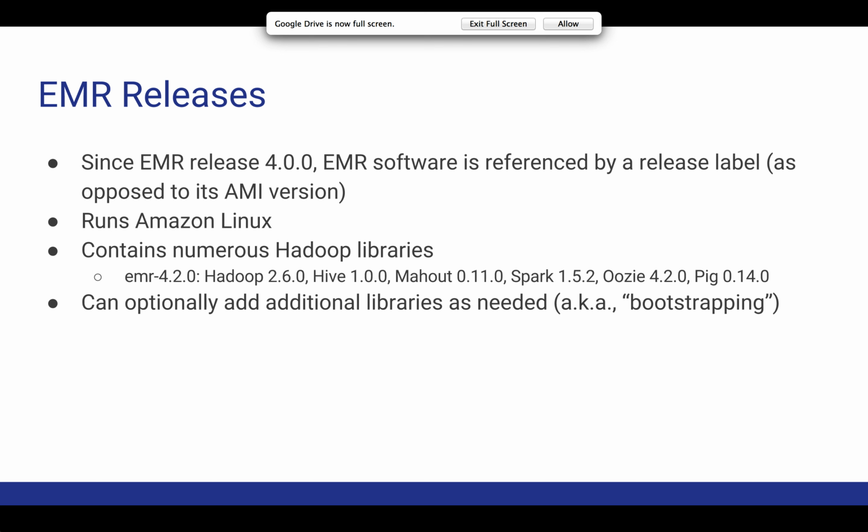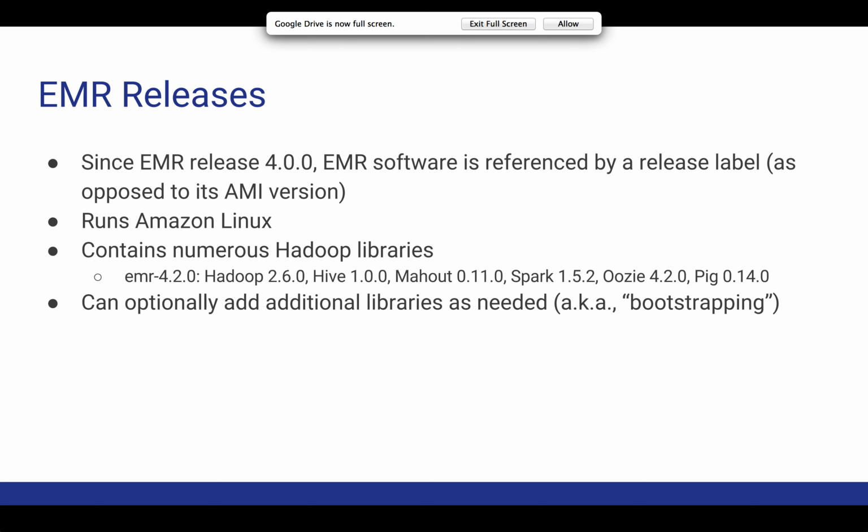Okay, so we just talked about the EMR instance type, that is to say the hardware. Let's talk a bit about the software. So that leads me into EMR releases. It used to be the case that EMR software was labeled by its AMI version. However, as of EMR release 4.0.0, they simply refer to them now as releases. So that's how I'm going to refer to them in this presentation.